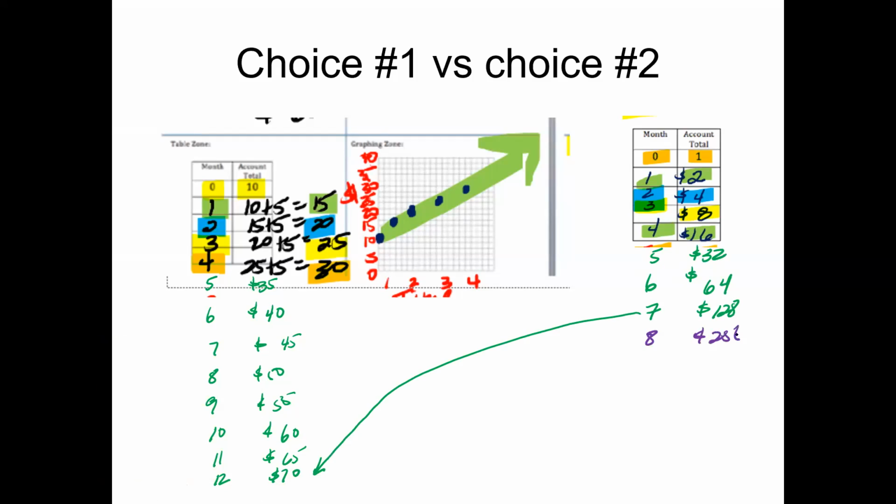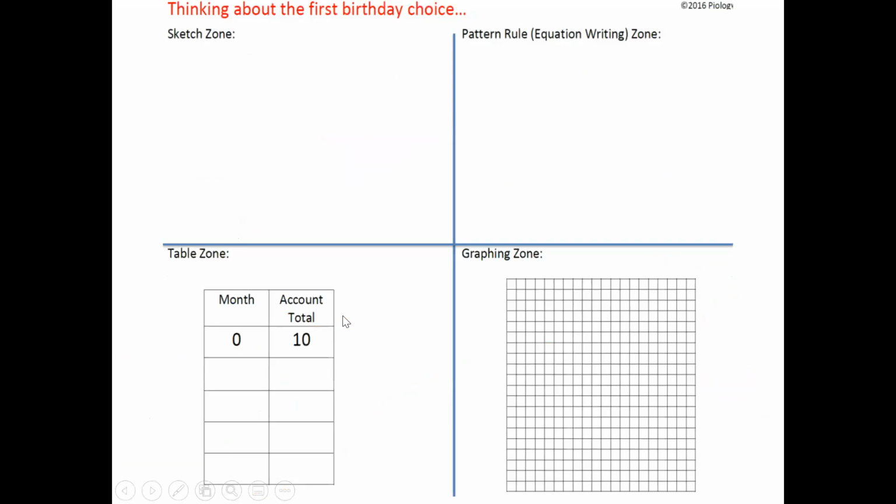So month 8, $256. Month 9, $512. Month 10, $1024. Month 11, $2048. In month 12, you will get $4,096. So at 12 months, your grandmother is going to be paying you $4,096 versus option 1, which she's going to give you a measly $70. Okay, so let's go back to this.